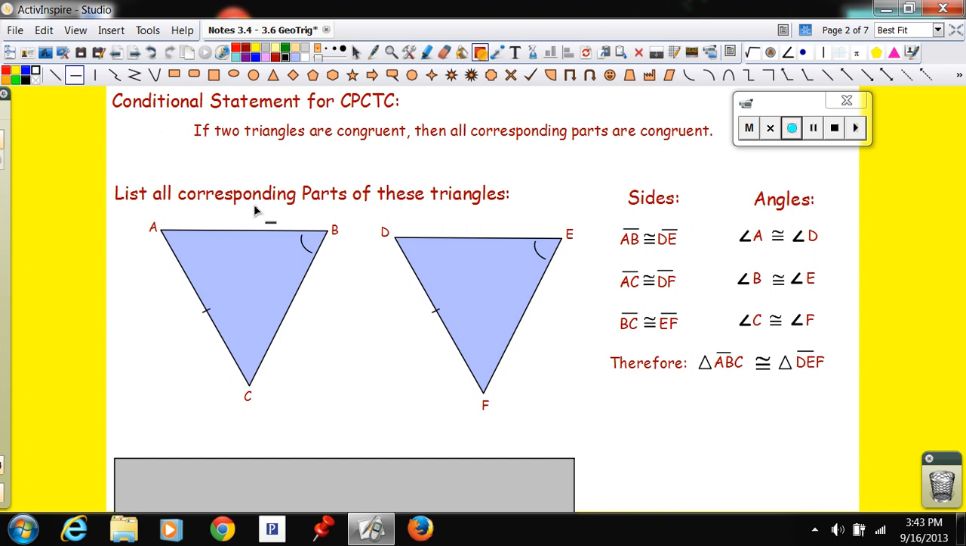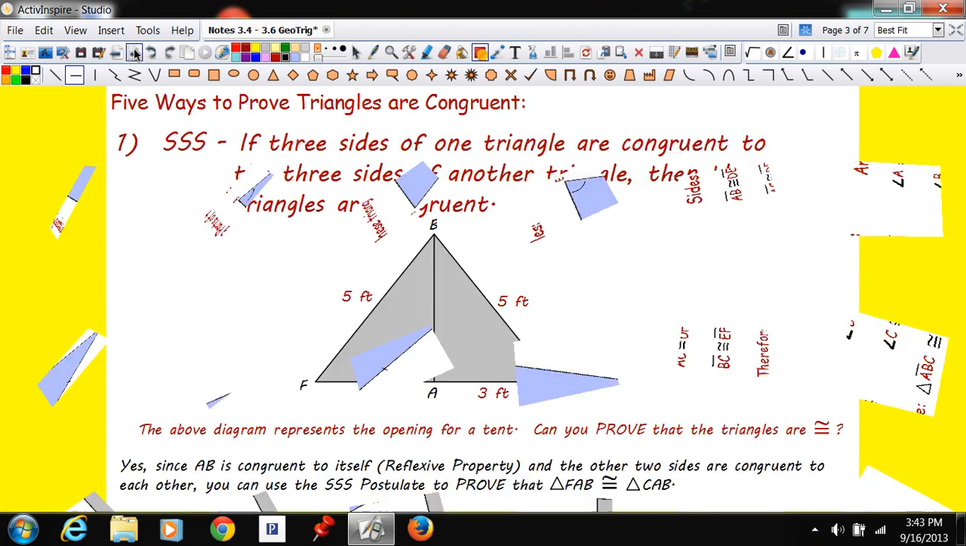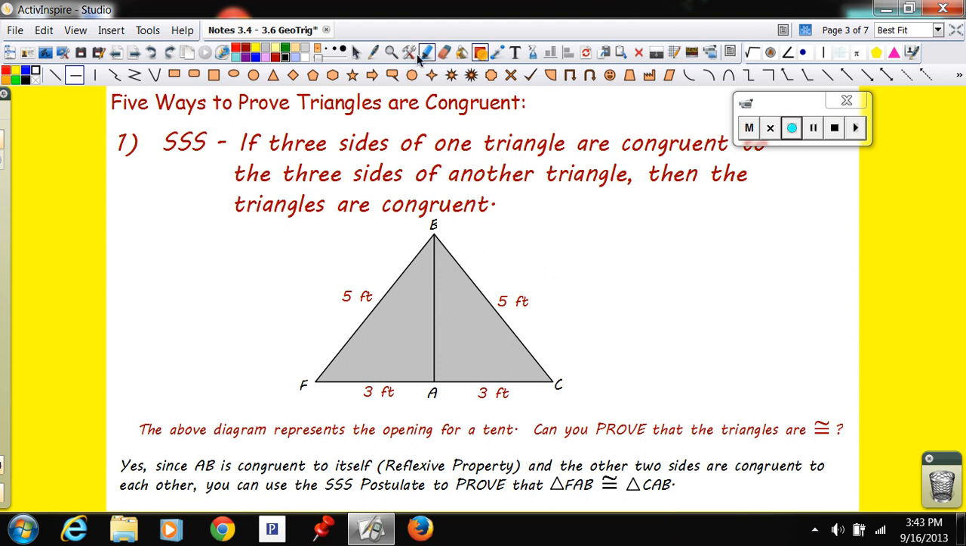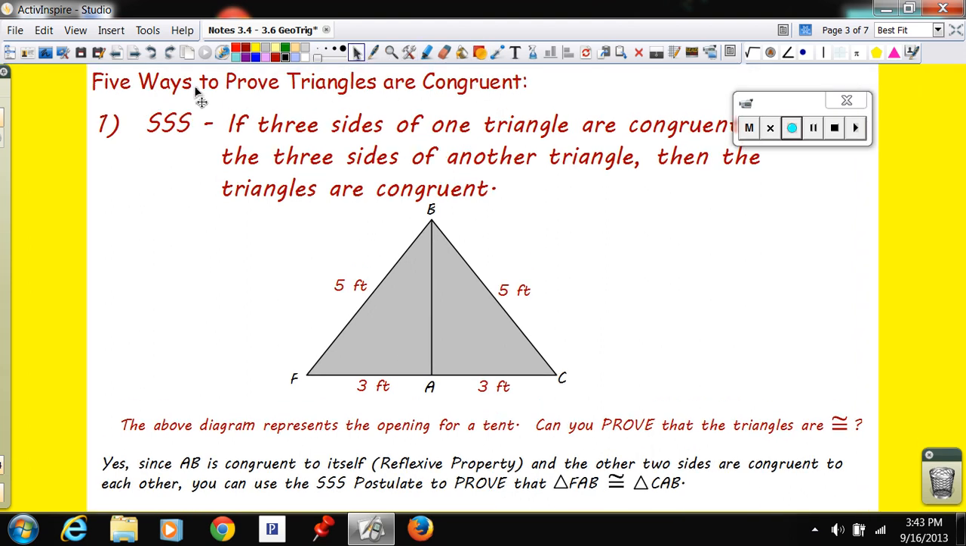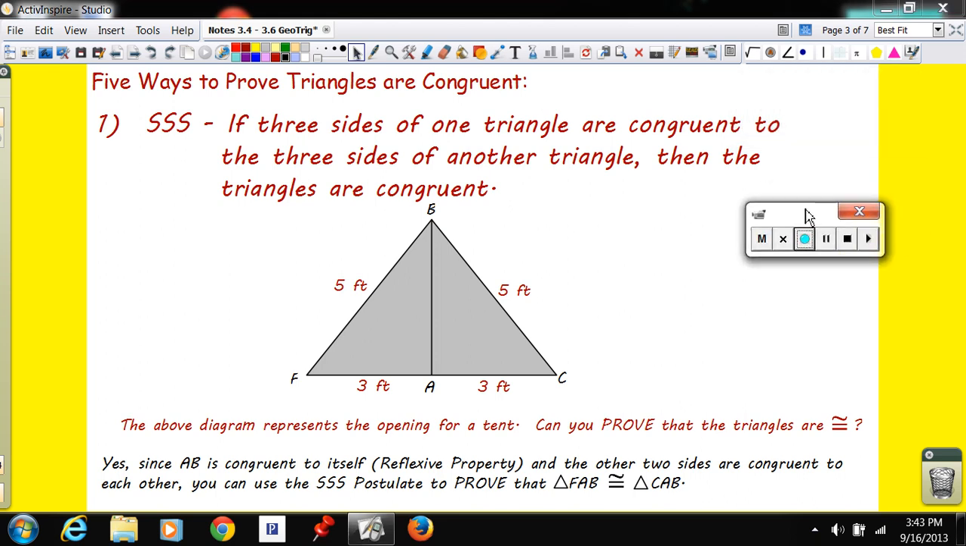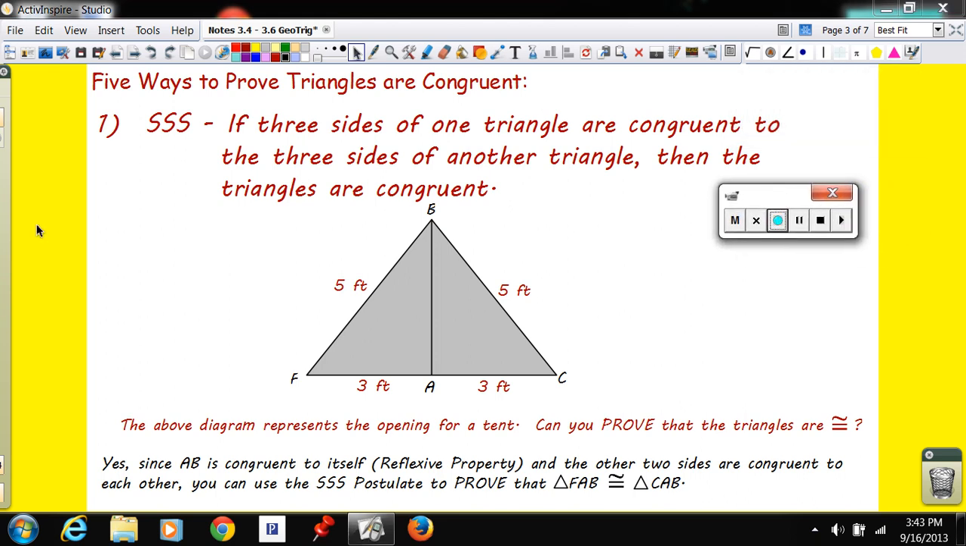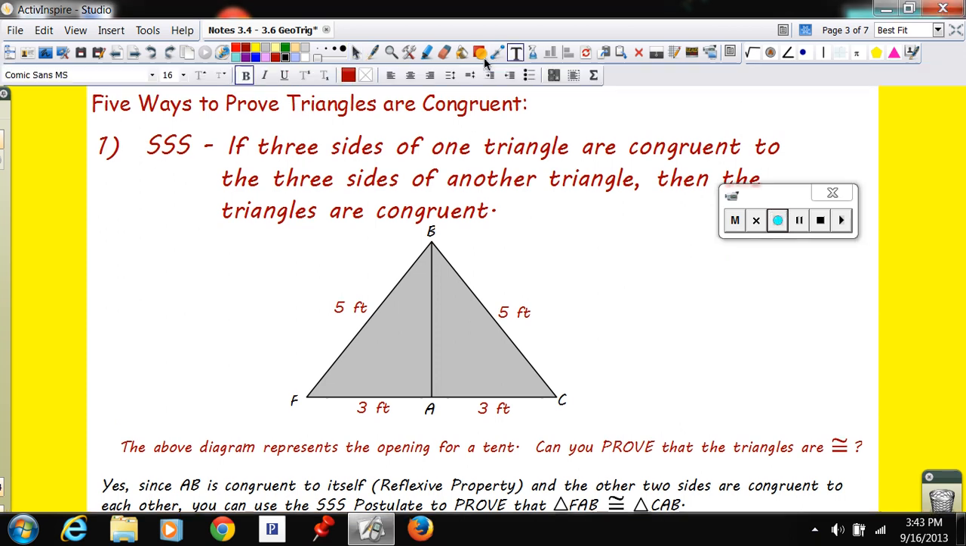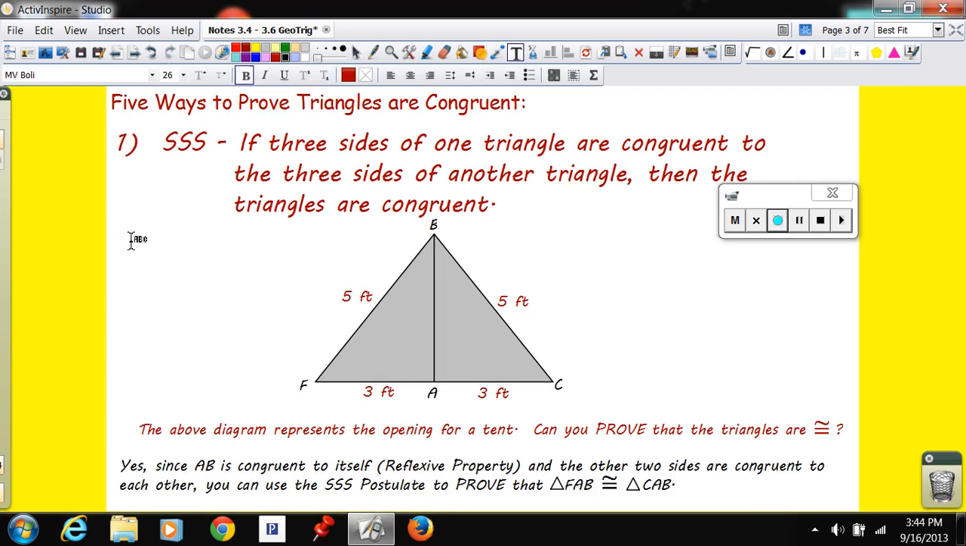All right, now we want to be able to prove that two triangles are congruent. So there's 5 ways to do that. There are 5 ways to prove that triangles are congruent. Let me go over these 5 ways here. First one is called the SSS postulate. This one is a postulate. So let me write that down.